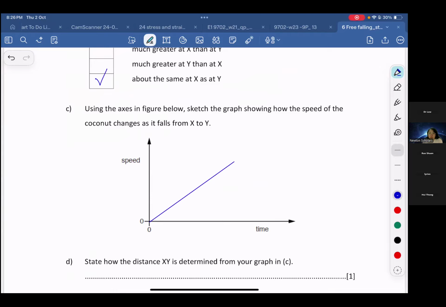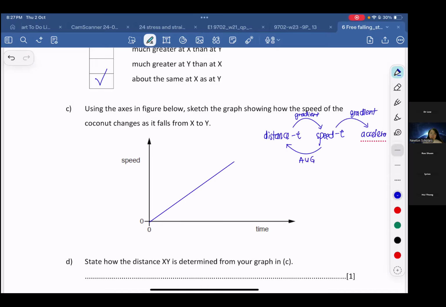Okay, we already learned about motion graphs, am I right? That day I asked you to capture it into your brain. What is that? The distance-time graph, the speed-time graph, then acceleration. From distance to speed, we find the gradient. Using the distance-time graph, we find the gradient, we can find the speed. Using the speed-time graph, we find the gradient, we can get the acceleration. From the speed, we find back the distance by finding the area under the graph, right?